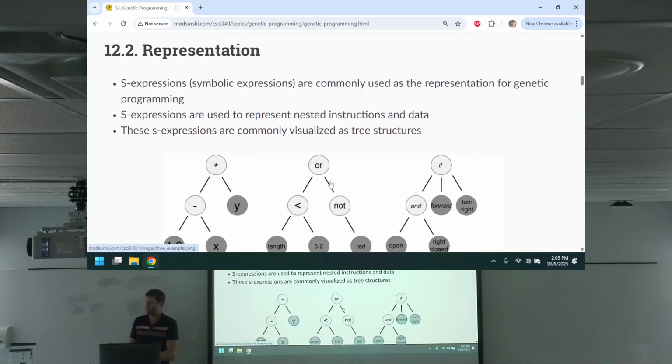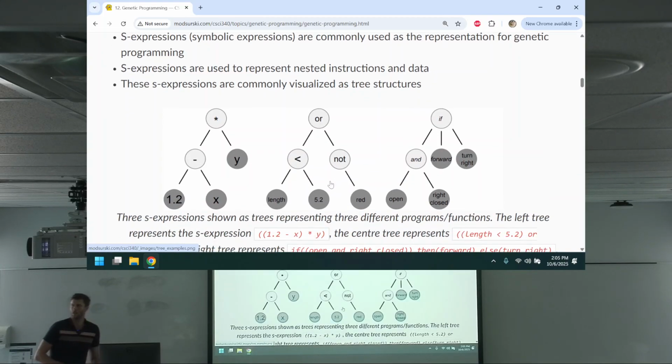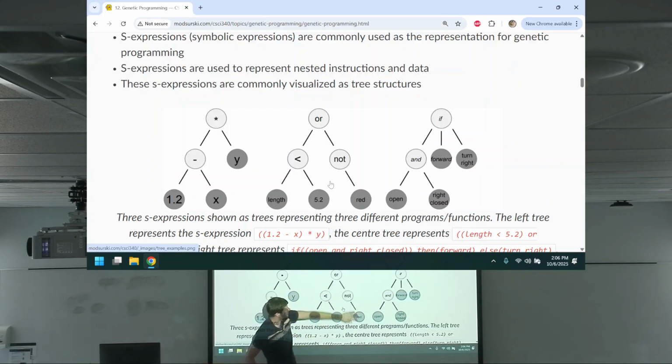But how are we going to do this? Well, S-expressions, symbolic expressions. We can encode our programs or our functions as these trees. And I showed this figure before, right? This would be 1.2 minus x times y. That's just a mathematical expression. And then the length is less than 5.2 or it's not red, right? That means something. And here's one that's crazy because it's got an if.